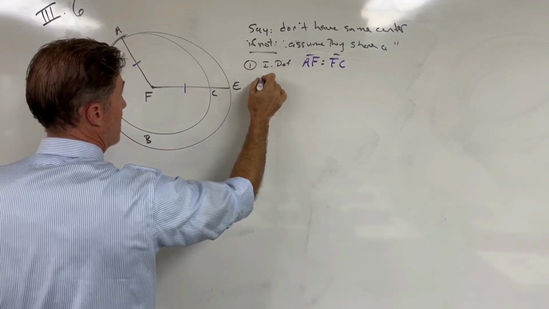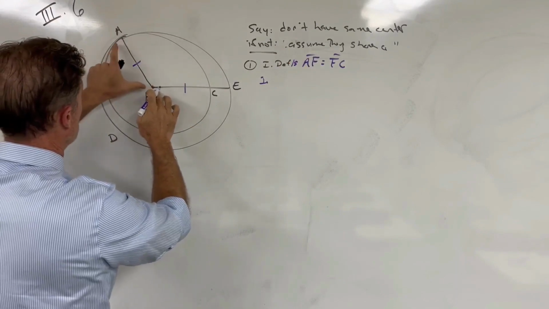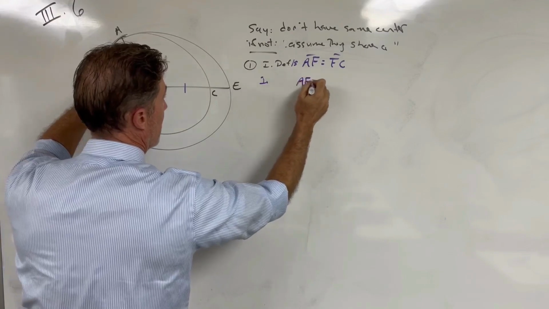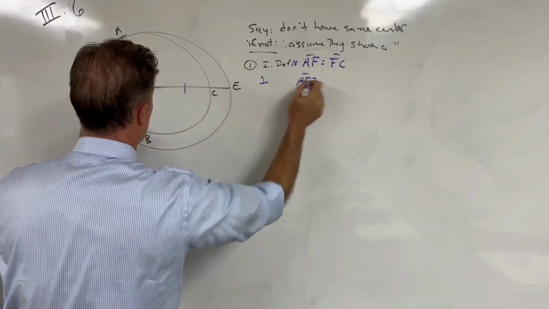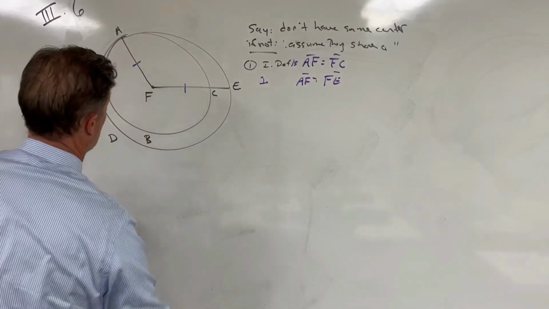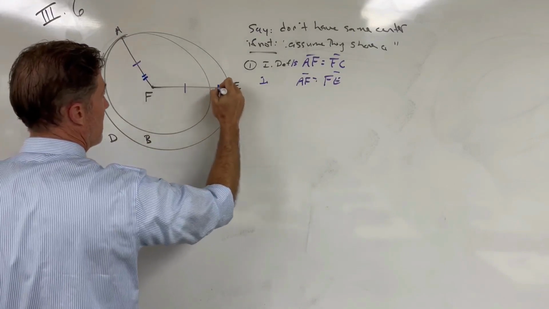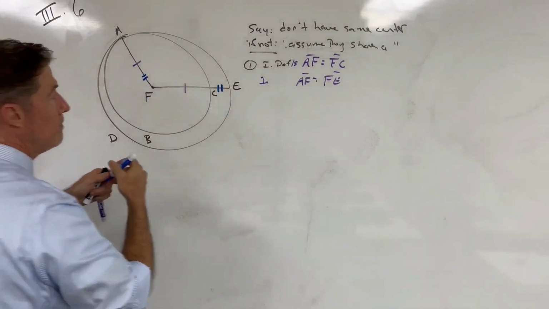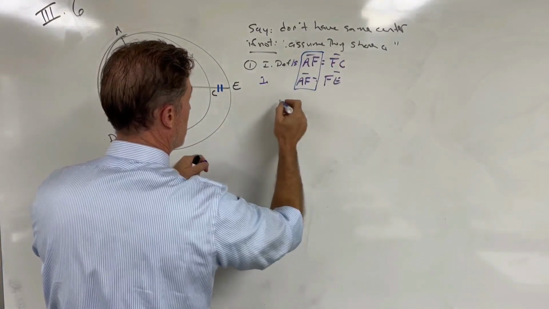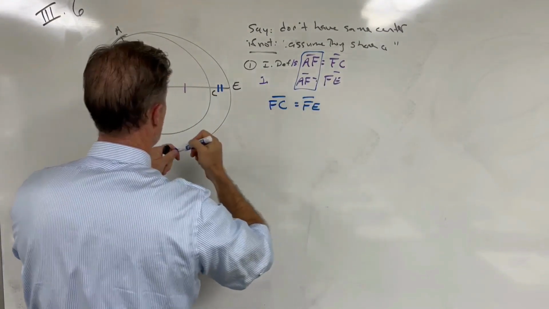But also from definition 15, if we look at this big circle, we know that this is the radius and this is the radius. Therefore, AF equals FE. We'll mark that in blue. So AF equals FE. Well, what we can see is these two things are equal to the same thing, therefore they're equal to each other. Therefore, FC equals FE.